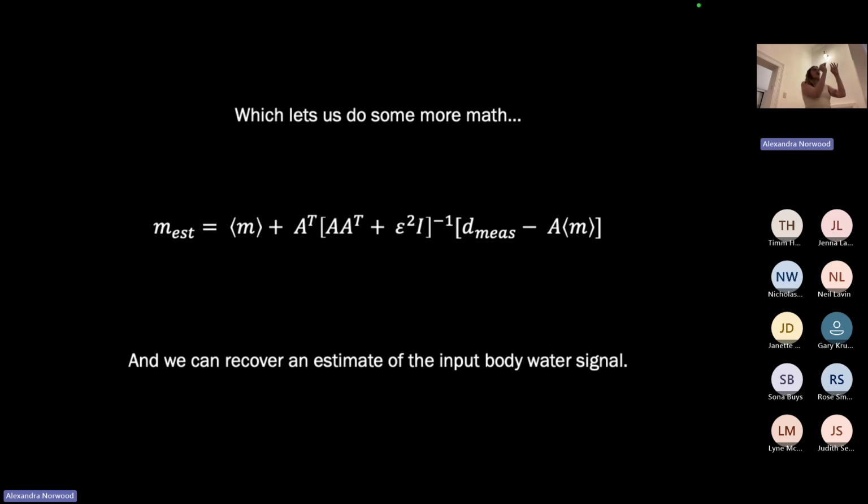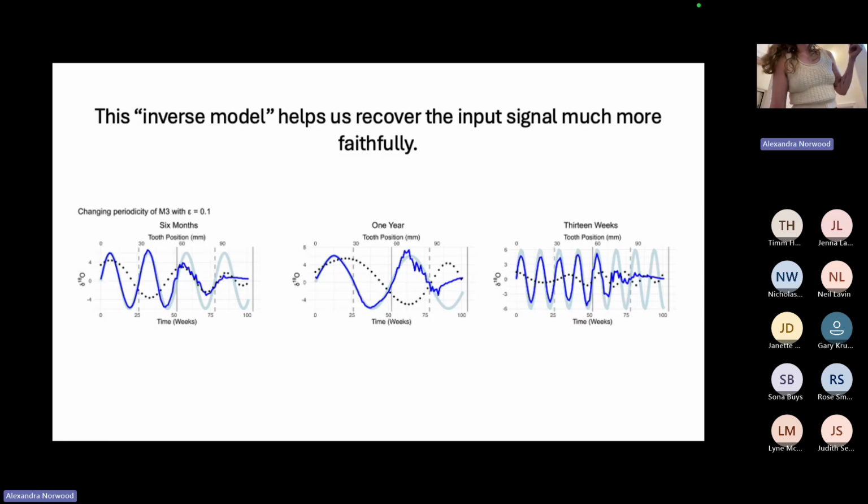Let's use that mineralization model to backtrack and say, what's the most likely input curve that created this isotopic signature in the tooth? This is called inverse modeling. And the inverse model can help us recover that input signal much more faithfully than just looking at those points of data that we get when we drill the tooth.